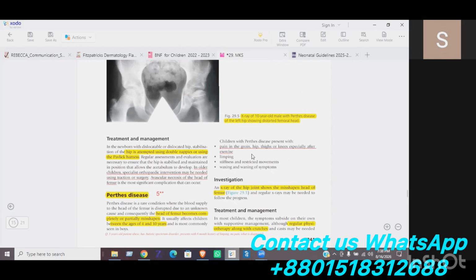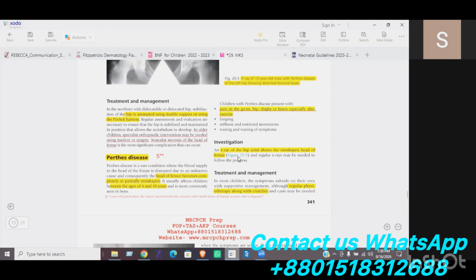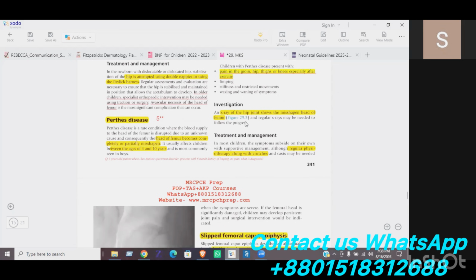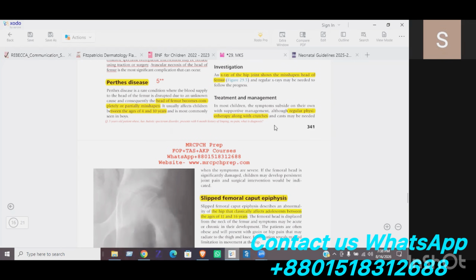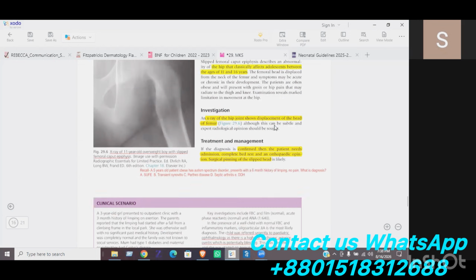Childhood first disease presented with pain in the groin, hip, thigh, or knee, especially after exercise. This is the most important. Pain occurs after exercise, with lameness, stiffness, and restricted movement. What investigation will we do? X-ray of the hip joint showing a flattened head of the femur. Treatment is regular physiotherapy along with traction. This is the most important topic.